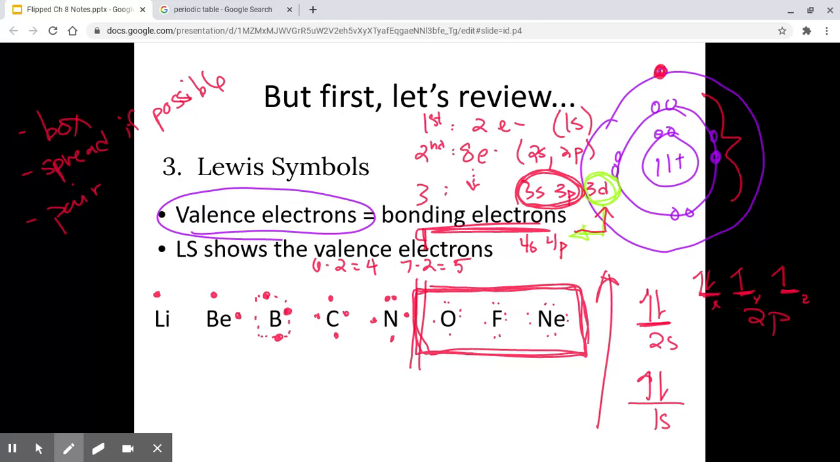I know this is review from last year, but it's a pretty fundamental skill to be able to draw the Lewis symbols. So if you have questions on these, let's deal with the questions now before we build on top of these layers and then throw additional confusion in there. So let me know if you have any questions on Lewis symbols.